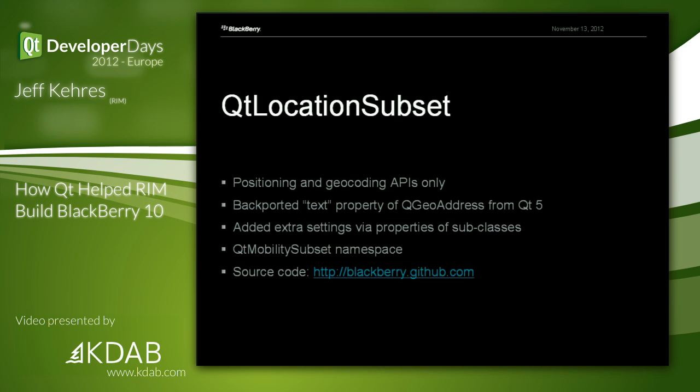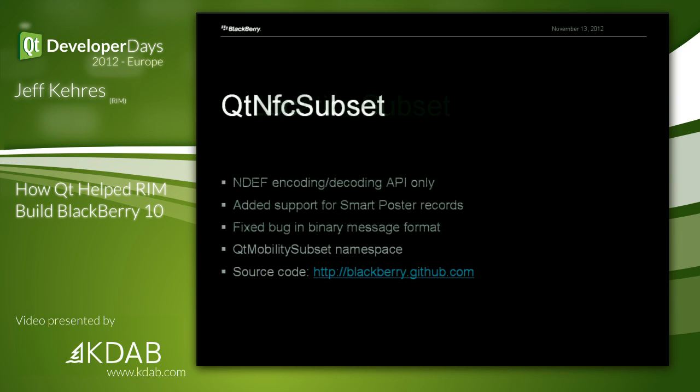Because we may at some day have a full version of Qt Location, to avoid naming conflicts, we put everything in a namespace called QtMobilitySubset. And actually just yesterday, we got the source posted on our GitHub website. So you can go check it out if you want to see the source for that. Qt NFC Subset is kind of a similar story.